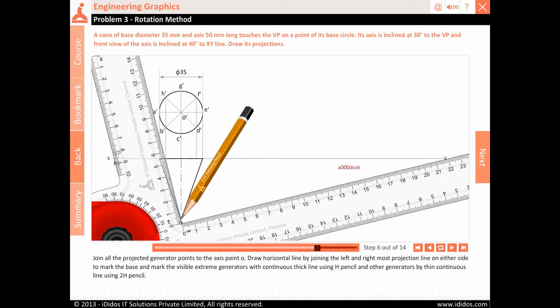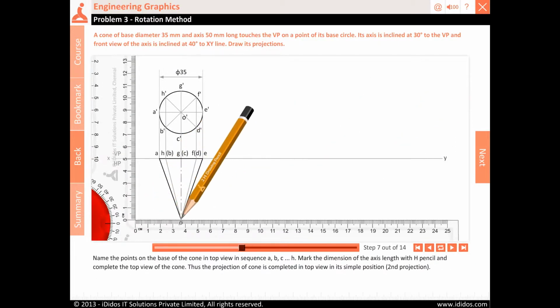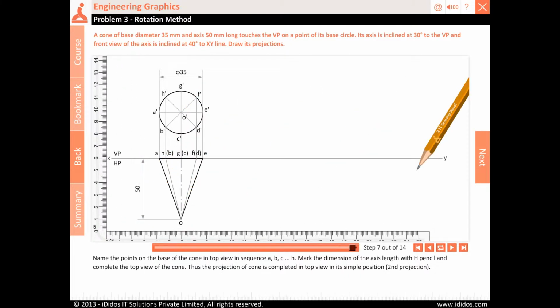Draw horizontal line by joining the left and rightmost projection line on either side to mark the base and mark the visible extreme generators with continuous thick line using H pencil and other generators by thin continuous line using 2H pencil. Name the points on the base of the cone in top view in sequence A, B, C, D, E, F, G and H. Mark the dimension of the axis length with H pencil and complete the top view of the cone. Thus, the projection of cone is completed in top view in its simple position, second projection.